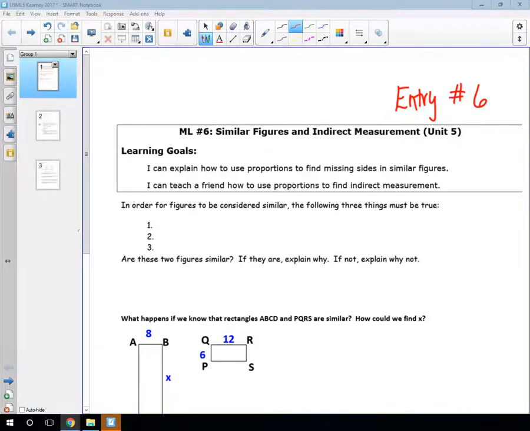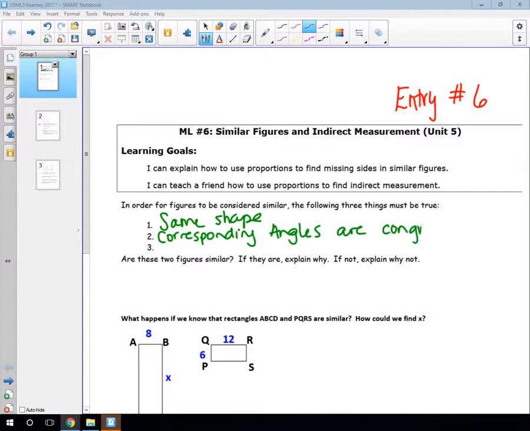Now, many of you already remember that from 6th grade, one of the things is they need to be the same shape. So you can automatically look at 2 figures and determine if they could or couldn't be similar just by looking: are they the same shape? The next thing is the reason they are the same shape is because they have the same congruent corresponding angles. So the second thing is corresponding angles are congruent, meaning the angles that match up between the 2 different figures need to be the same.